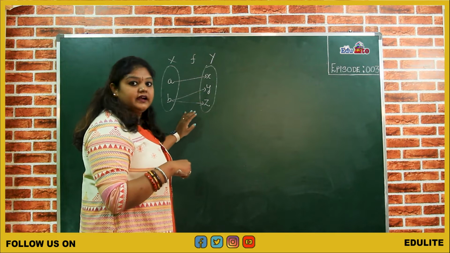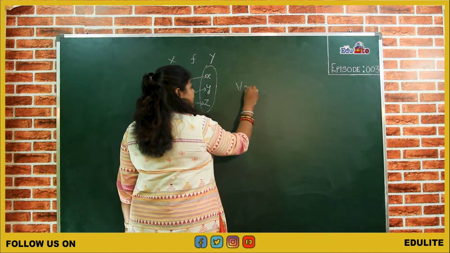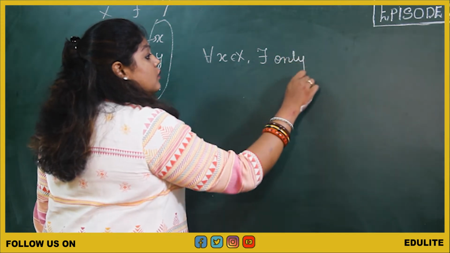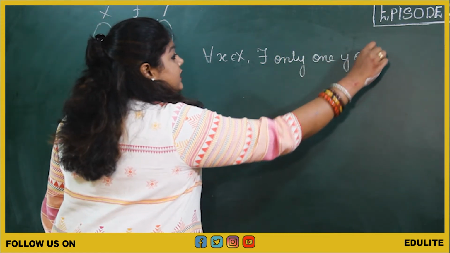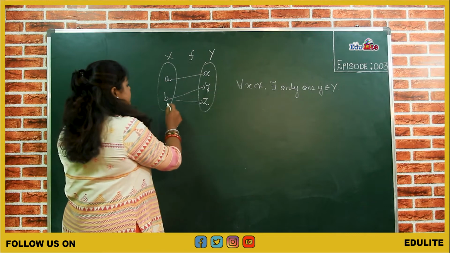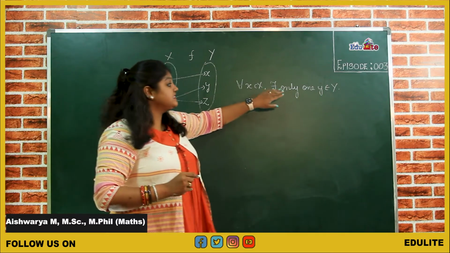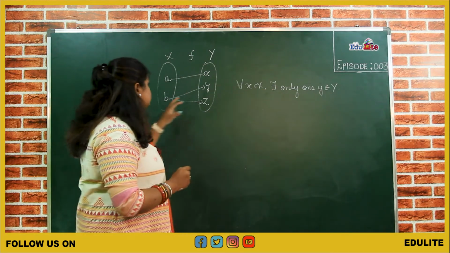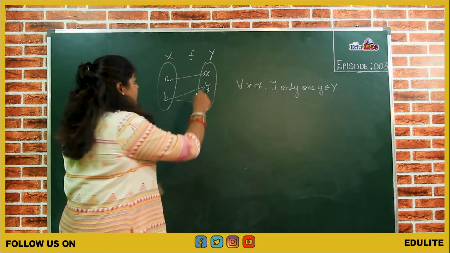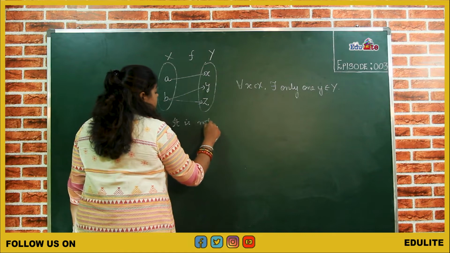Now, we will check with the definition of a function. What the definition of a function gives us is, for every x in x, there must exist only one y in y. If you see b, this is an element in x, whereas it is mapped to two elements in y, which does not satisfy the definition of a function, because b has two images, b has y as an image and b has z as an image. Therefore, this is not a function.